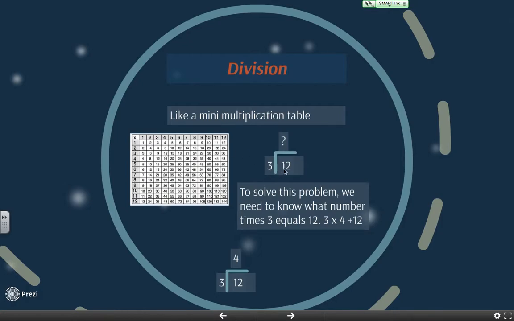If you look here, we have 12 here, and then there's a 3 on this side, and then we got to figure out what the factor is, or what's on top. Okay, so to solve this problem, we need to know that what number times 3 equals 12. So what times 3 equals 12? Just like how you'd look on a multiplication table. And then we know that 3 times 4 equals 12. And so that's what goes on top of this little division bracket.